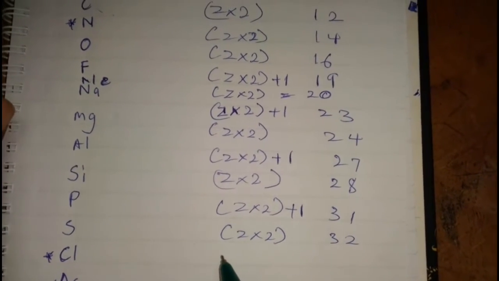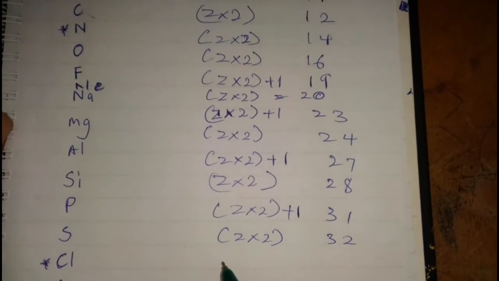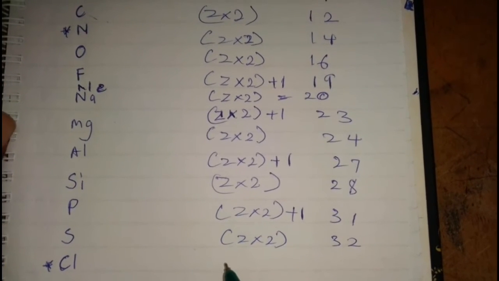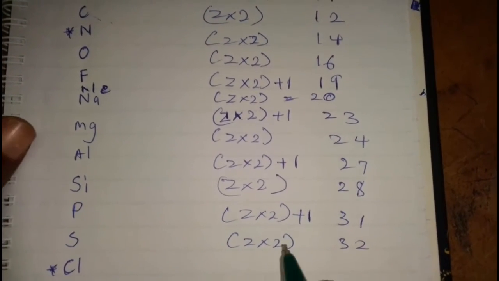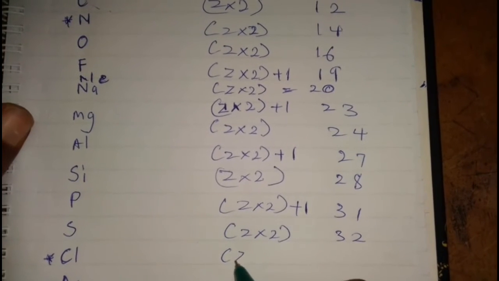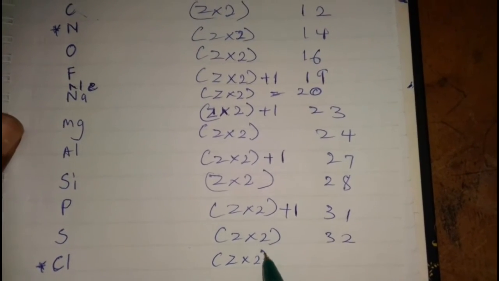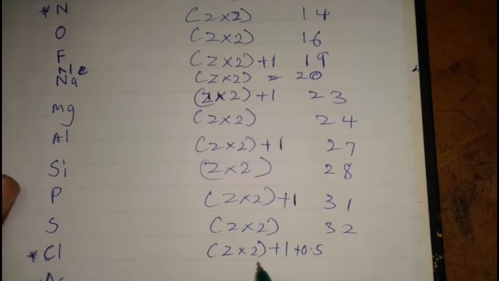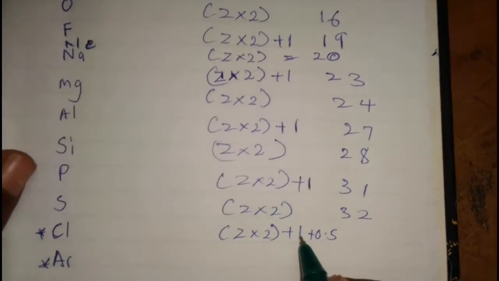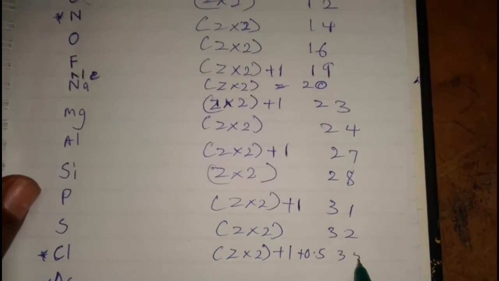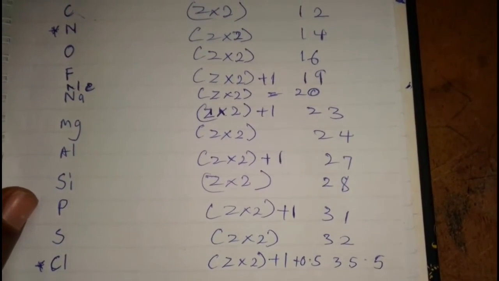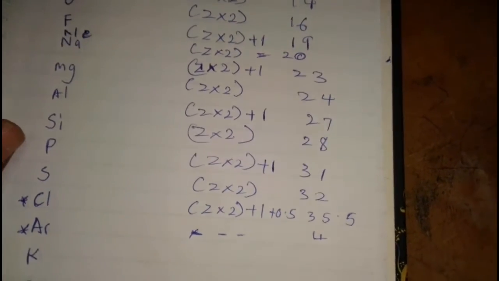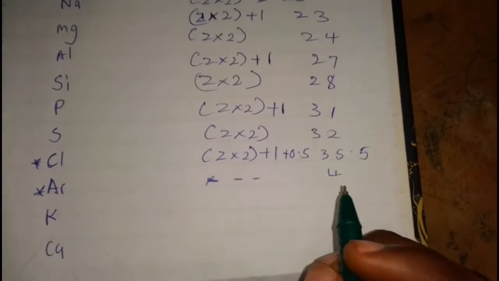Chlorine is 17, right? And we are supposed to be using atomic number times 2 plus 1. We are going to use it, but what we are going to do is that after doing that, we are going to add 0.5. So 17 times 2 gives 34, plus 1 is 35, and 35 plus 0.5 will give you 35.5. And for argon, that one doesn't have any formula, just know that argon does not have any formula, it's just 40.